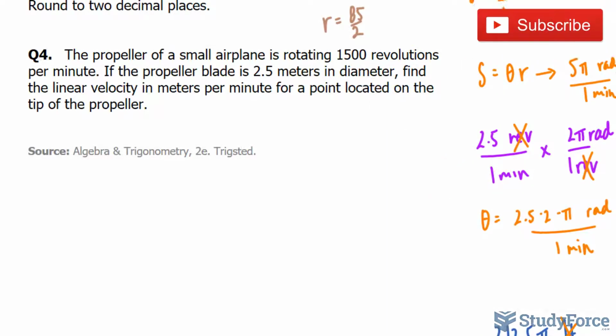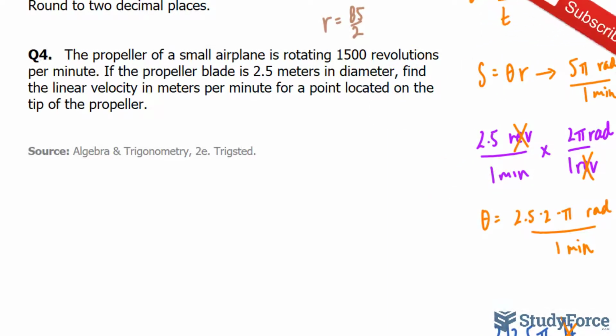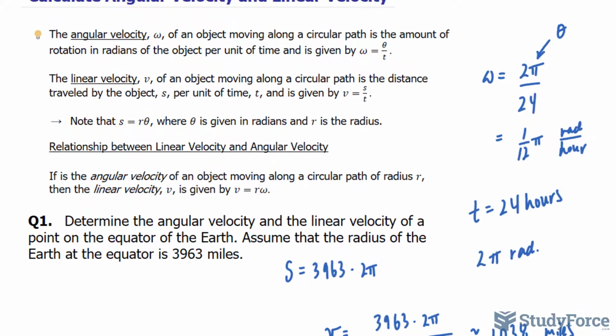The propeller of a small airplane is rotating 1,500 revolutions per minute. If the propeller blade is 2.5 meters in diameter, find the linear velocity in meters per minute for a point located on the tip of the propeller. So they want the linear velocity. And remember, the formula for linear velocity, as shown up here, is v is equal to s over t. But if the angular velocity of an object moving along a circular path of radius r is omega, then the linear velocity is v is equal to r times omega.